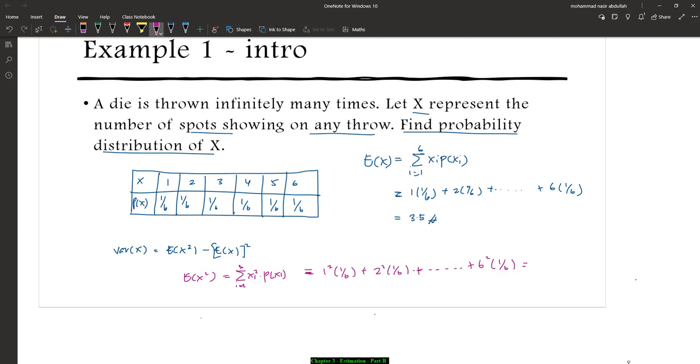Yes. 15.167. Alright, 17. Alright, so this is the expected value of x squared.